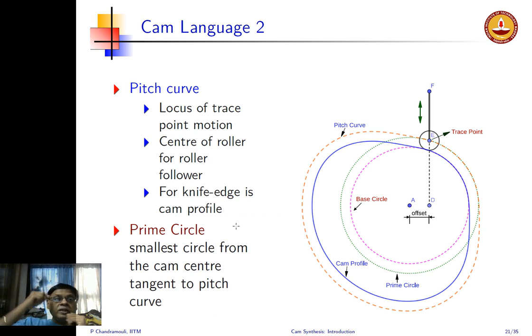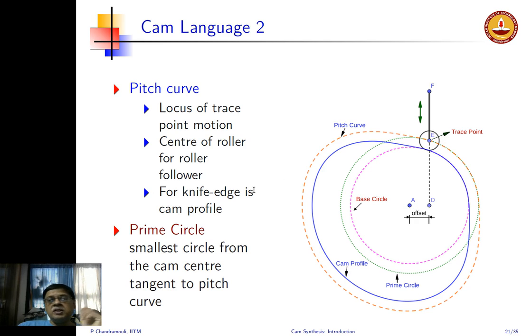Then we have something called a pitch curve. This exists only for a roller follower. For the knife edge or the flat face, we do not have this. First of all, for a roller follower, here we have a circle, of course, representing the roller, which is a cylindrical roller. The trace point is actually the center of this roller. So you can see that the cam is going to rotate, and EF is going to move up and down like this. So the point E, which is the center of the roller, is the trace point. So we track the motion of the follower using this center of the roller.